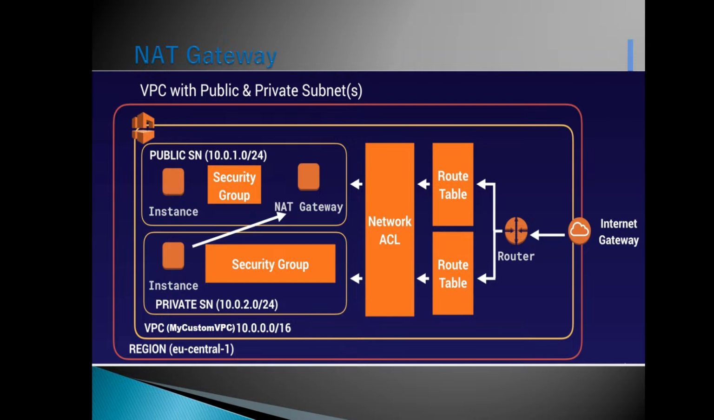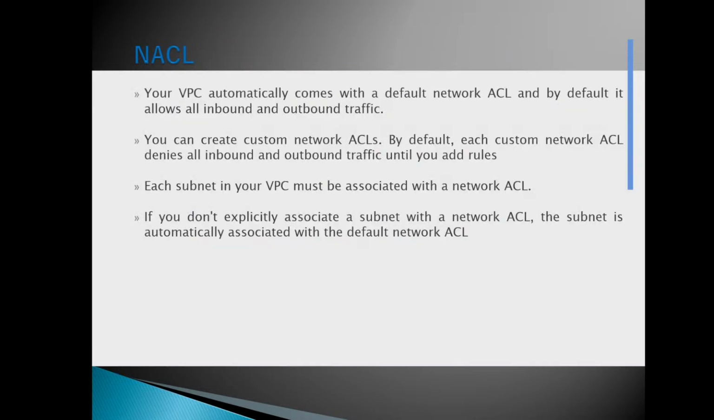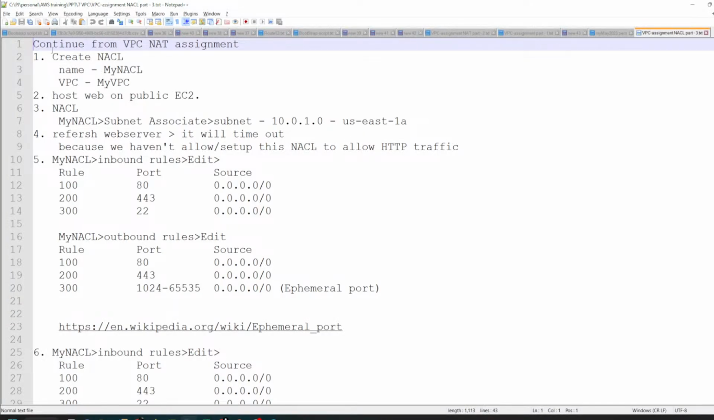Before going to NACL, I will cover a few properties. Your VPC automatically comes with a default NACL, and by default it allows all inbound and outbound traffic. Okay, so let's go to the console and create a NACL. So you can see, continue from the assignment, create an NACL.